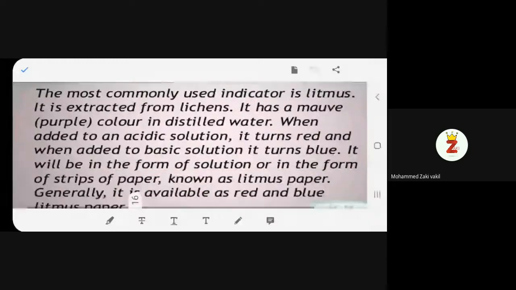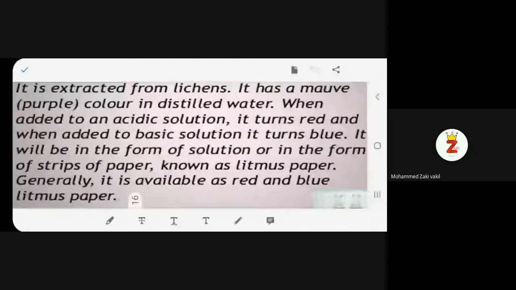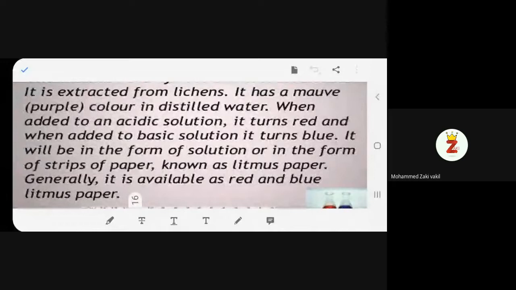Fine. Where were we? So you know that when I'm adding litmus to an acidic solution, it will turn red. And when I'm adding it to a basic solution, it will turn blue. Is this clear?